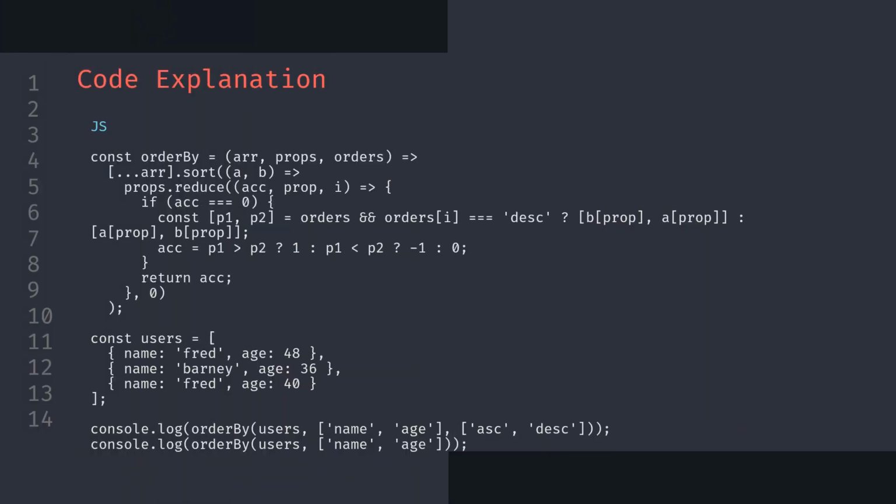Let's break down the code. The order_by function clones the input array and sorts it using Array.prototype.sort. Sorting logic is determined by reducing the list of props to calculate the comparison result. For each property, we check the sort order, ascending or descending, and dynamically adjust the comparison logic. If no orders are provided, the function defaults to ascending order for all properties. This approach is modular and works for any dataset.